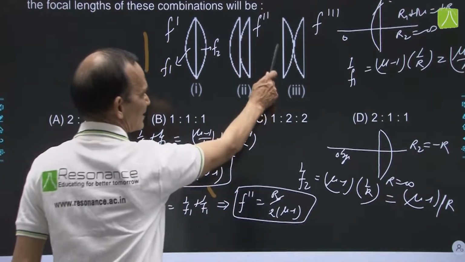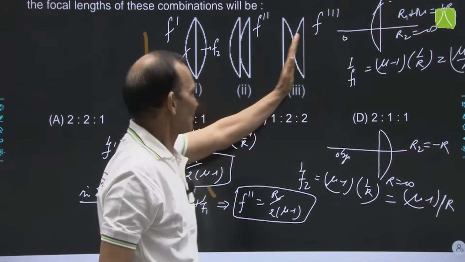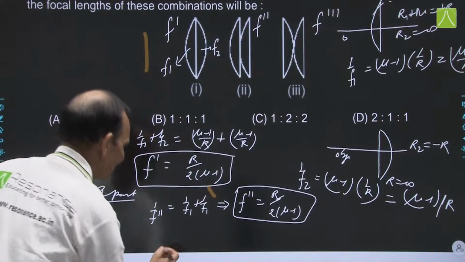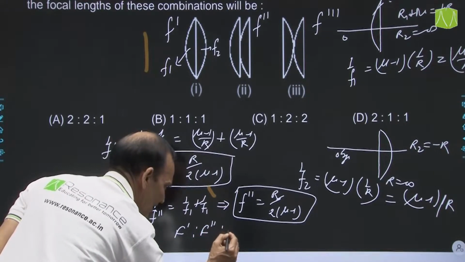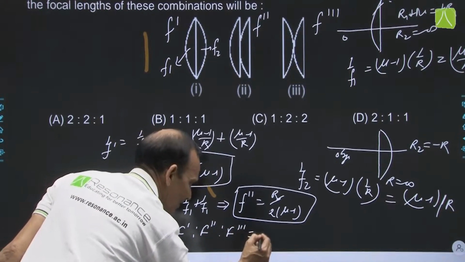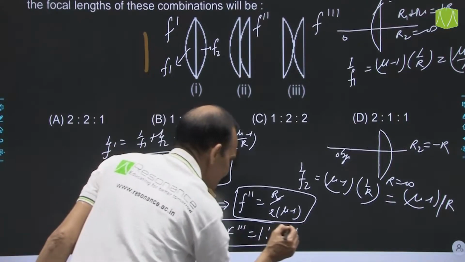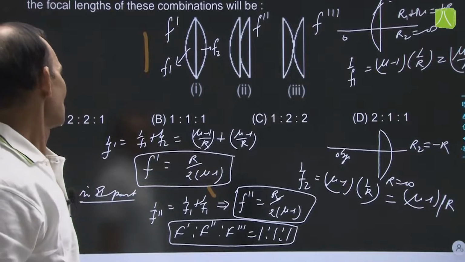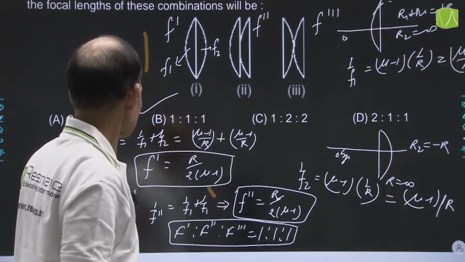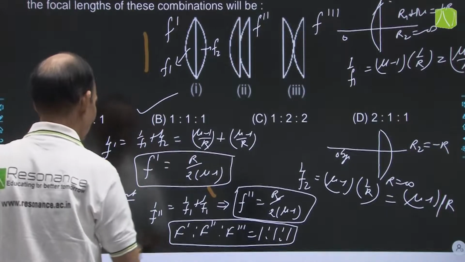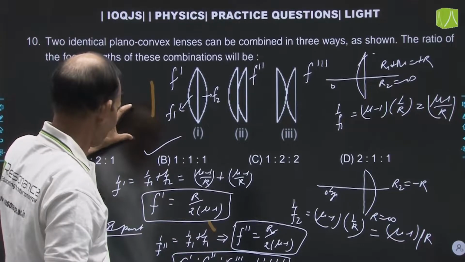Now think about this part. This is the combination of f2 and f1. We have already found it. It means we can write f dash : f double dash : f triple dash will be 1 : 1 : 1. It is the answer. It is the correct answer. So the correct option is B. This is question number 10.